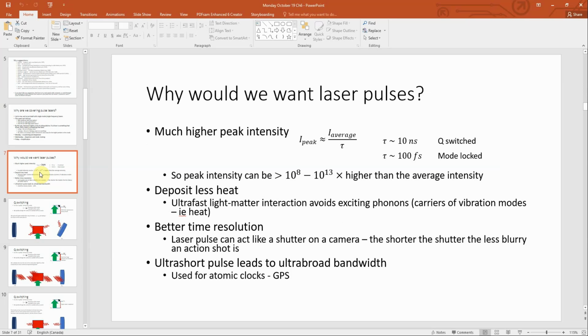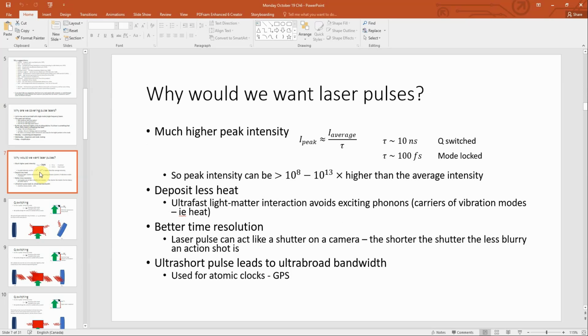So we can circumvent this problem by having these really short laser pulses, so the peak intensities can be billions to trillions of times higher than the average intensity. The nice thing with short pulses is that they also deposit less heat. So you have ultra-fast light matter interaction.